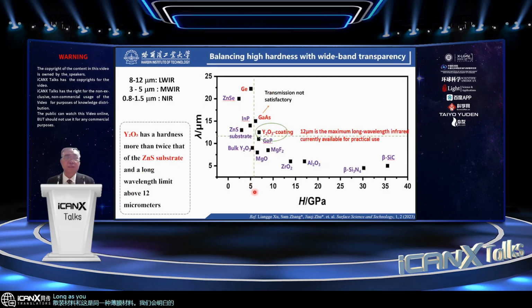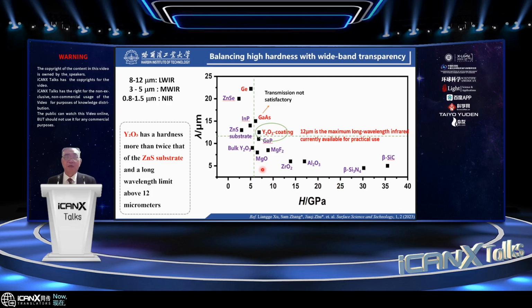Now let's draw another space: lambda versus hardness. As you can see, hardness goes up and lambda goes down. That's because, as we mentioned just now, lattice energy is inversely proportional to lambda. However, higher lattice energy will give you higher hardness, which is understandable.